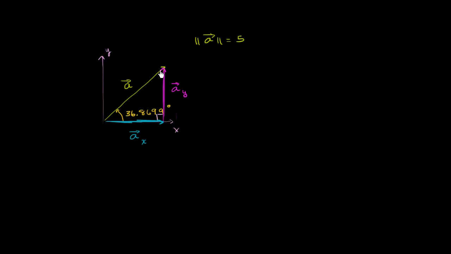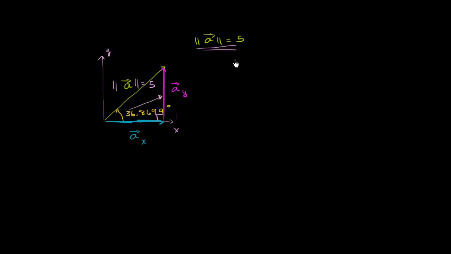We know the length of this side, the length of the hypotenuse. That's going to be the magnitude of vector A, and so the magnitude of vector A is equal to 5. We already knew that up here. So how do we figure out these sides? Well, we could use a little bit of basic trigonometry. If we know the angle and we know the hypotenuse, how do we figure out the opposite side to the angle? So this right here is the opposite side to the angle.